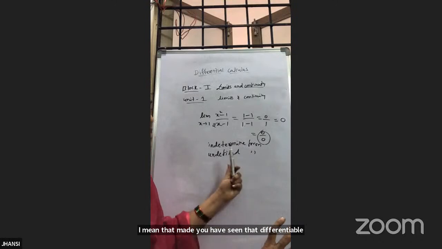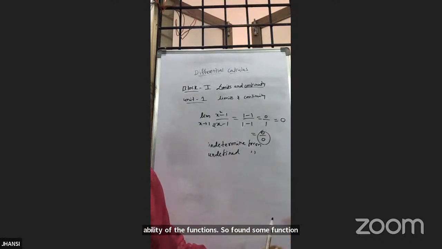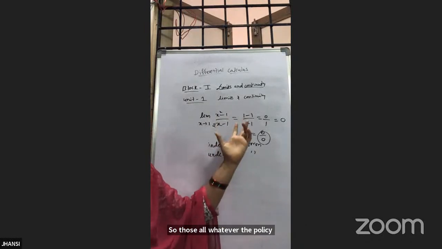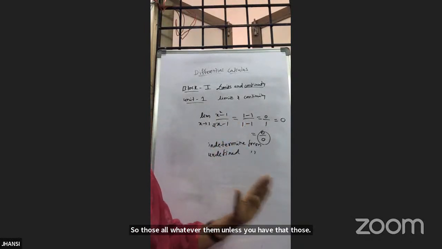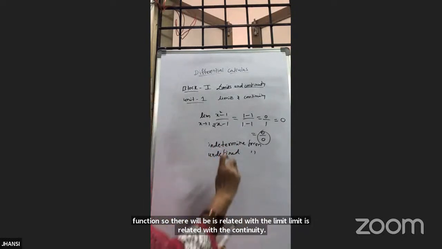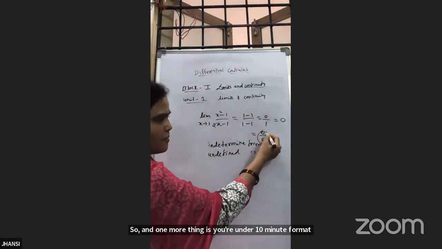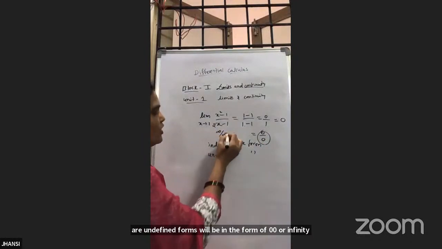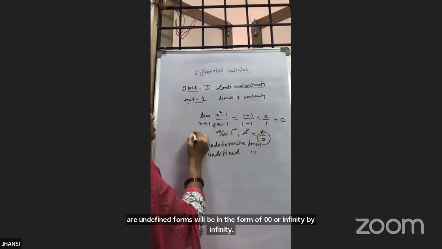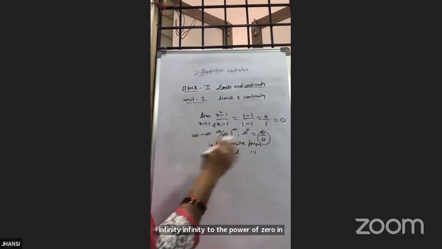Some functions you have: d by dx of x equals 1, d by dx of x square equals 2x, or d by dx of sin x equals cos x. Whatever formulas you have there, they have been derived from the derivability of the function. So derivability is related with the limit, which is related with the continuity. And one more thing: indeterminate forms or undefined forms will be in the form of 0 by 0, or infinity by infinity, or 1 to the power of infinity, or infinity to the power of 0, infinity minus infinity, like this. Different forms will be there.